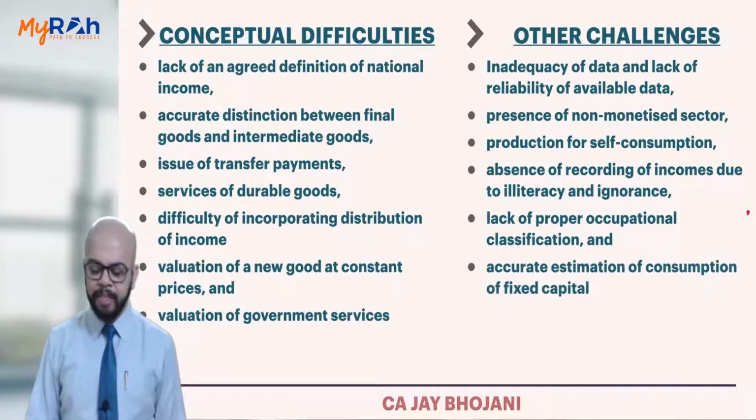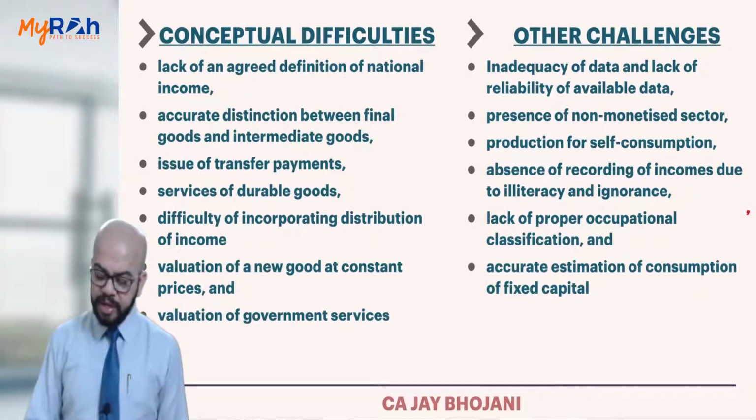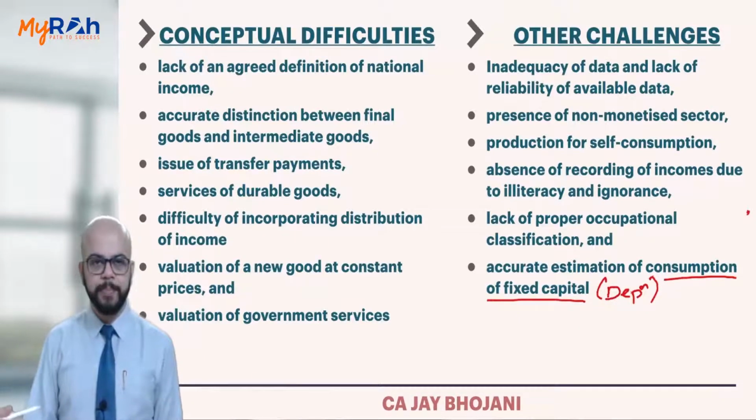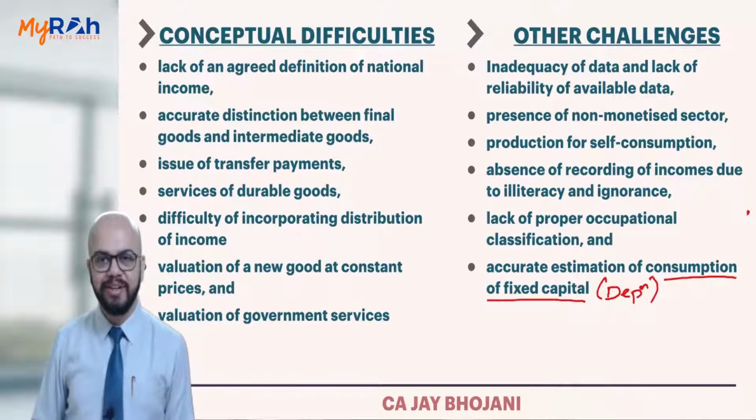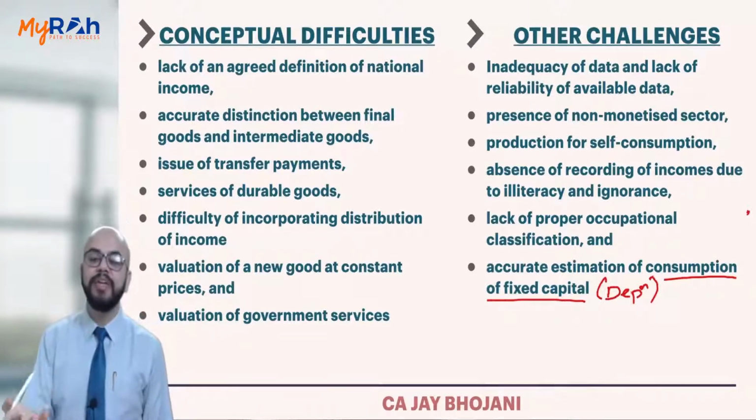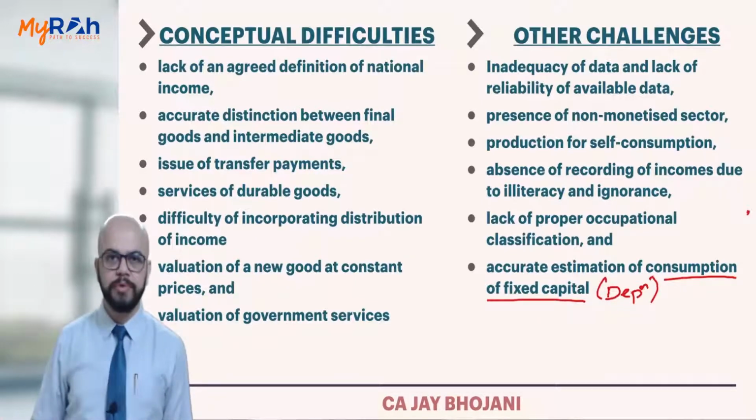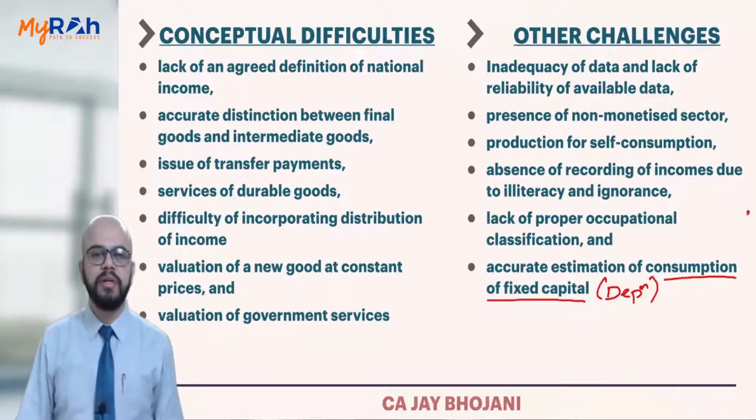And lastly, the accurate estimation of consumption of fixed capital. Consumption of fixed capital is nothing but depreciation. We know that depreciation is always estimated, right? And since depreciation is estimated, the national income figure that we obtain is also estimated. It cannot be accurate. So it's a challenge. How do we calculate the most accurate depreciation amount? That is a challenge. So these are some of the challenges.